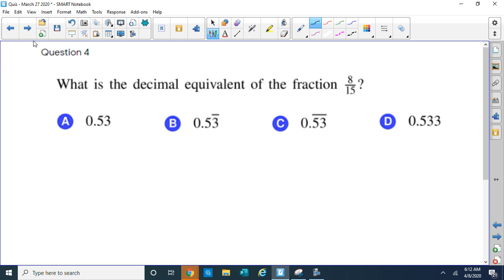All right, here's our last question. What is the decimal equivalent of the fraction 8 over 15? Well, we got two ways we can do it. We can use our old saying, kick it off the roof and put it in the house.